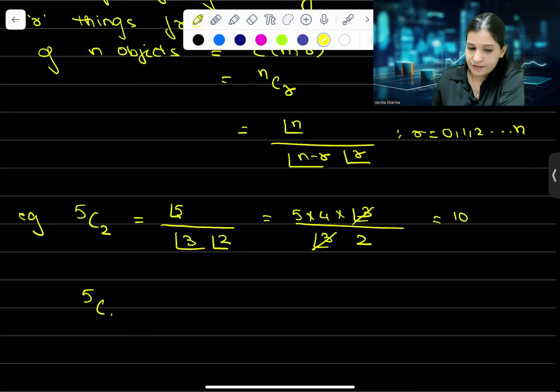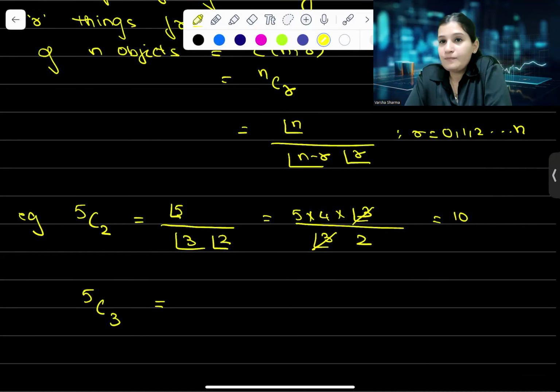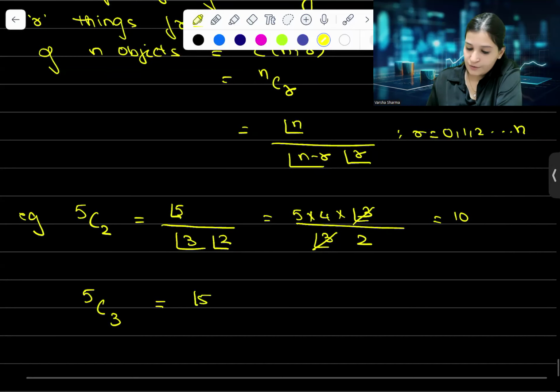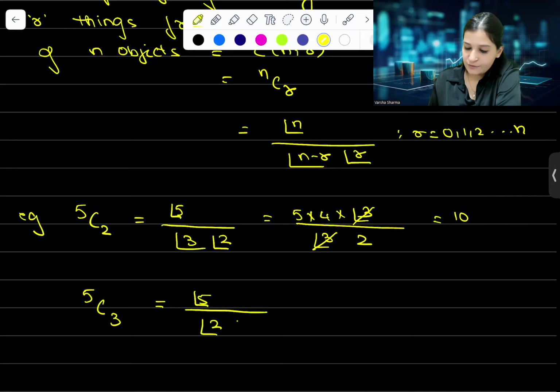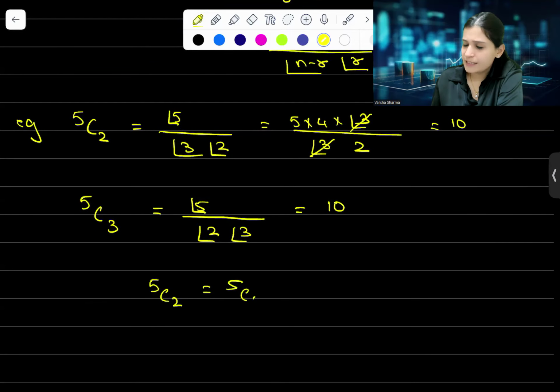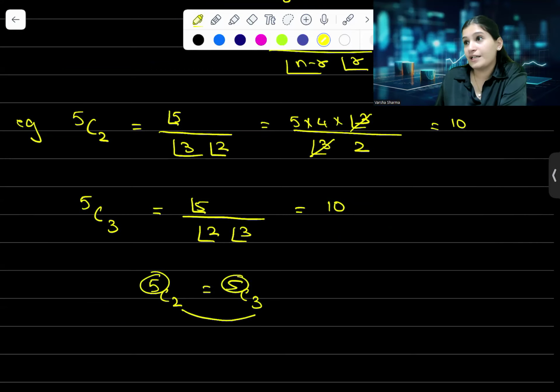Calculate 5C3. Factorial 5 upon 5 minus 3, 2 factorial, then 3 factorial. Again 10. That means 5C2 is the same as 5C3. How? 2 plus 3 is 5. And that's a property of combination, right?